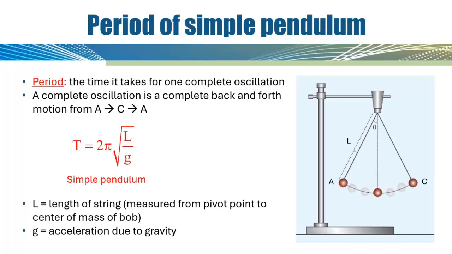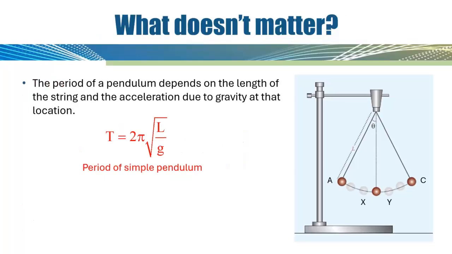I also just want to point out how similar this equation looks to the period of a mass on a spring. So in one equation we have an L over g, in the other one we have an m over k. Now that we know that the time it takes to go back and forth depends on the length of the string and the acceleration due to gravity, let's discuss what doesn't matter. You'll notice that the mass of the pendulum bob does not matter.